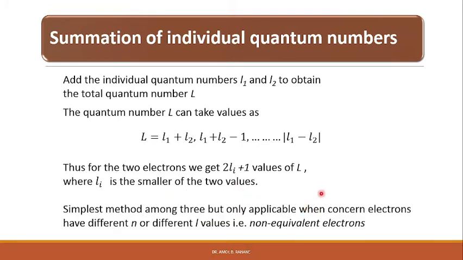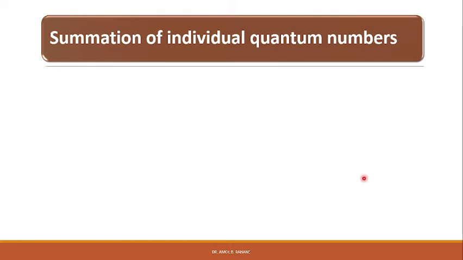It is the simplest method among the three methods, but only applicable when the concerned electrons have different n or different L values, that is, they are non-equivalent electrons. If n and L are the same for two electrons, they are termed equivalent electrons. In that case, we have to use the third method. So let us study one example. For example, P and D electron.